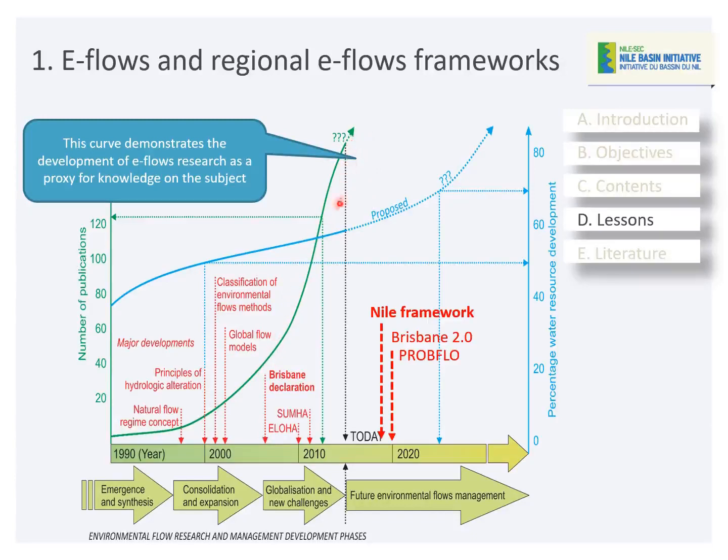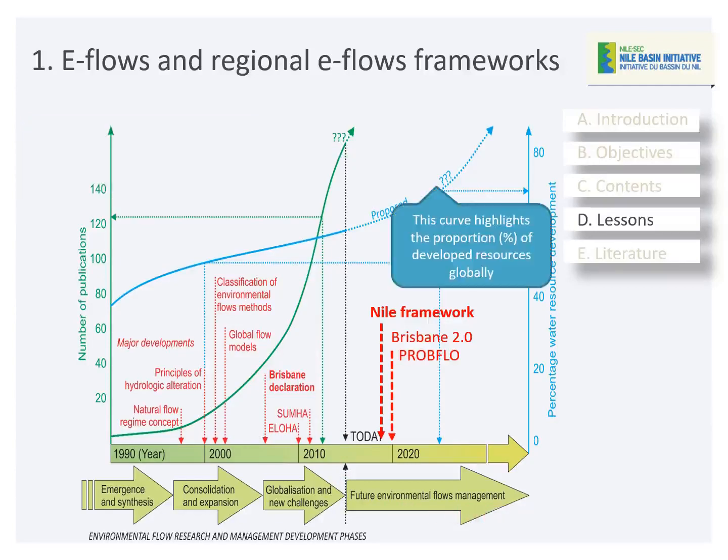And although later we're going to touch on it, these are the different 4 phases of environmental flow assessment development that the world has undergone, and these are categorized as an emergence and synthesis phase, consolidation and expansion phase, globalization and new challenges consideration phase at that point in the 2010, from 2010 to about 2015, and then where we are moving into a future environmental flow implementation and management phase.